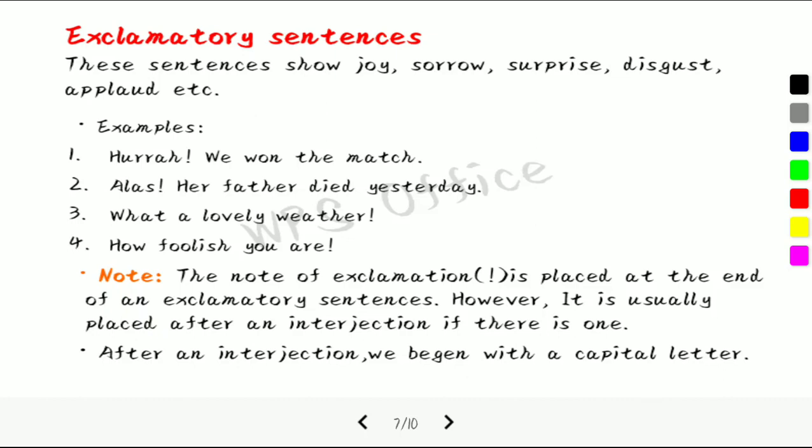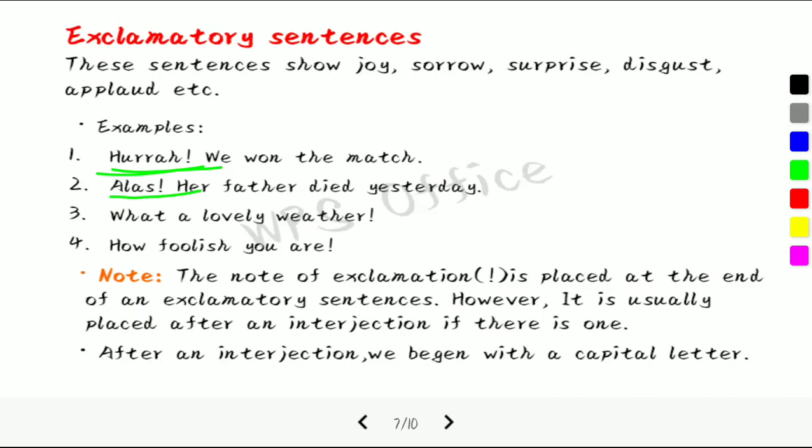Hurrah, we won the match. Hey, hey, we won the match. Hip, hip, hurrah. Those are the exclamatory words. These exclamatory words have no meanings. Just to show inner feelings, those hurrah, alas, bravo, bingo, those are the exclamatory words. They usually don't have any meaning. We use them to express our feelings.